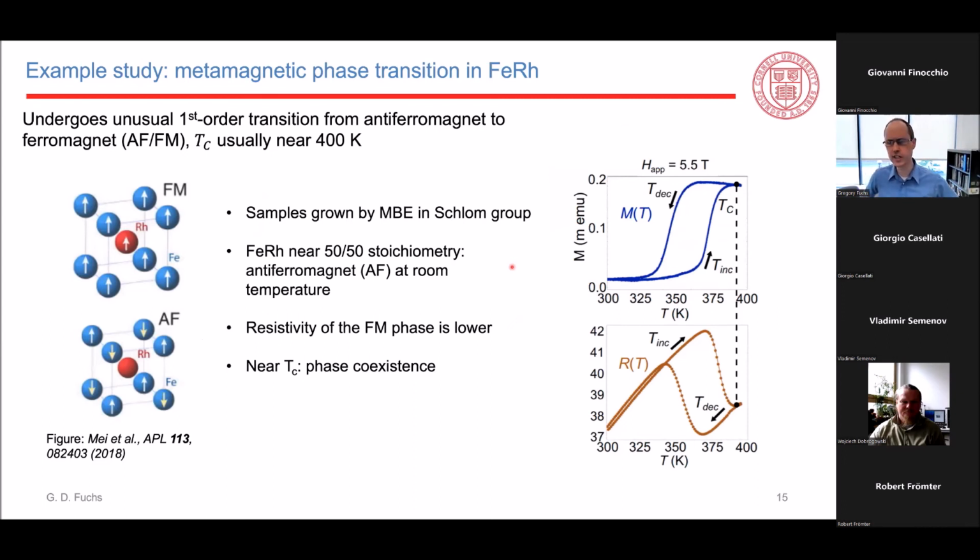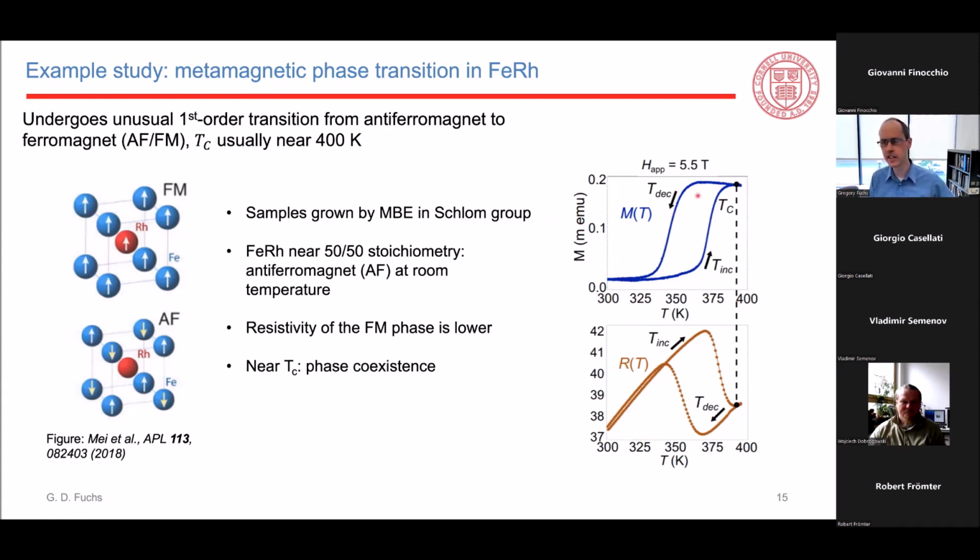rhodium. Iron rhodium is kind of like the platypus of antiferromagnets. It has a metamagnetic phase transition at around 400 Kelvin at 50-50 stoichiometry. So if you measure the magnetic moment as a function of temperature, it looks like this. You actually see hysteresis in temperature. So it goes through a phase transition from an antiferromagnet to a ferromagnet, and then you come back, and if you overshoot the original phase transition, you come back down hysteretically.